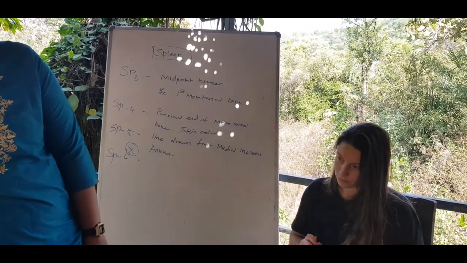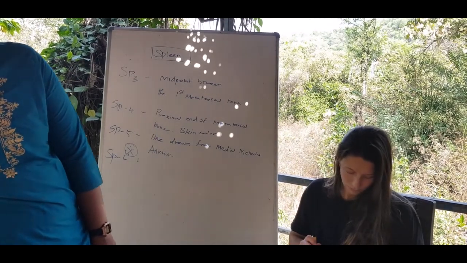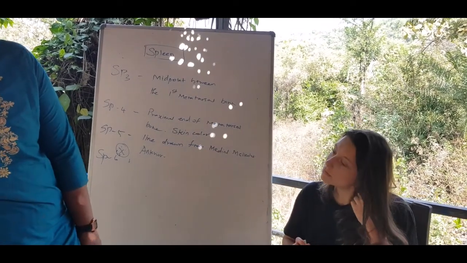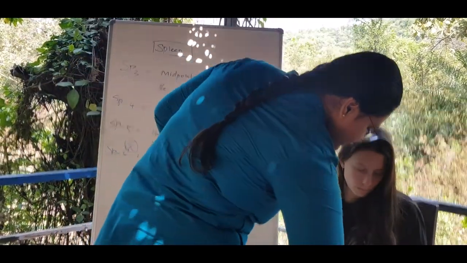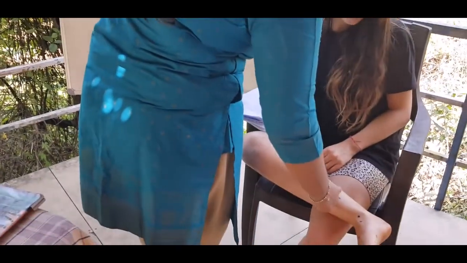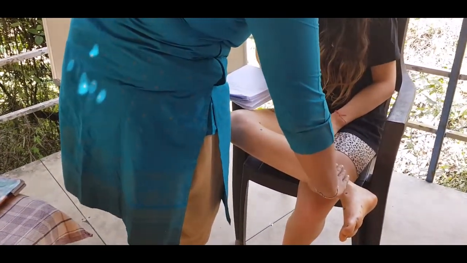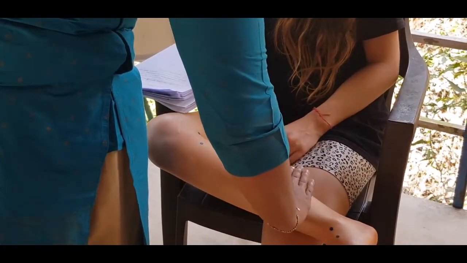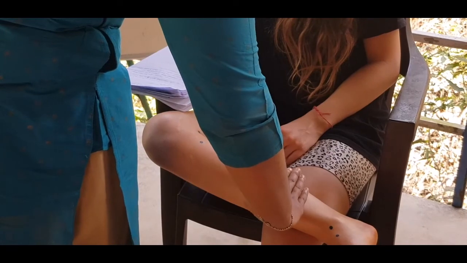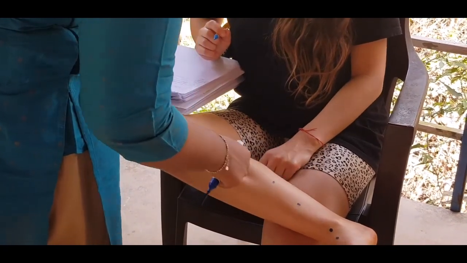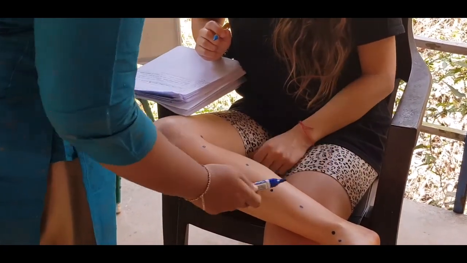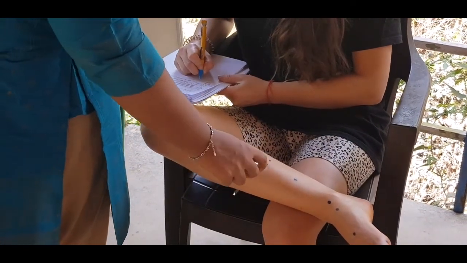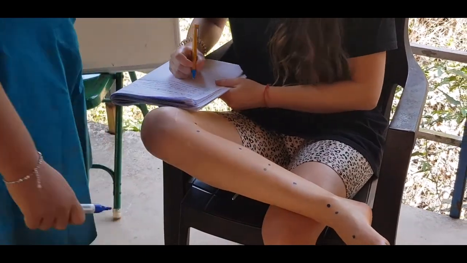We have spleen 7. Spleen 7 is 6 chun above the apex of the medial malleolus, behind the tibia. Now we took 3 chun from the medial malleolus. But after this, if you take 6 chun from the medial malleolus, we can get, no, it should be in this line. This is spleen 7, but a little bit posterior to the tibia.